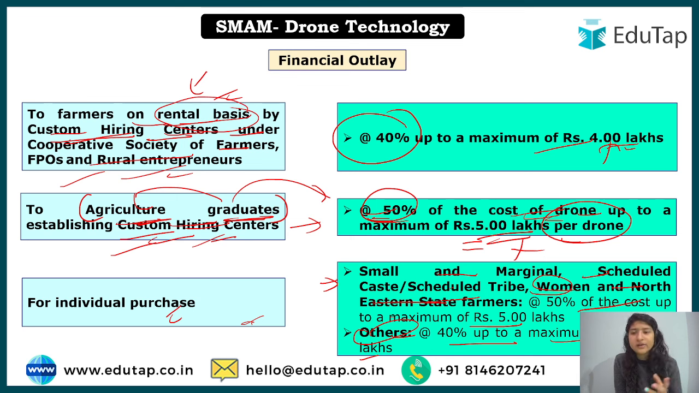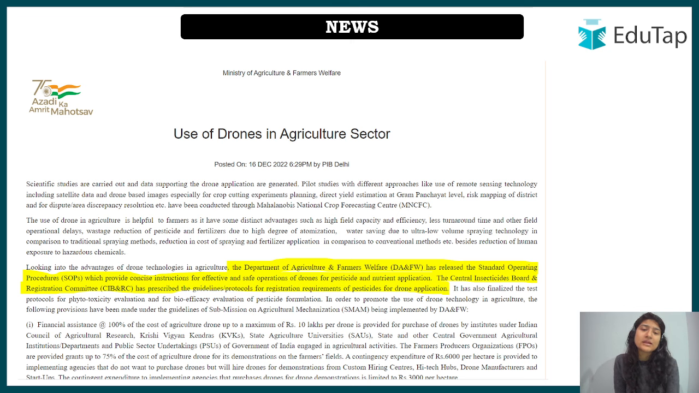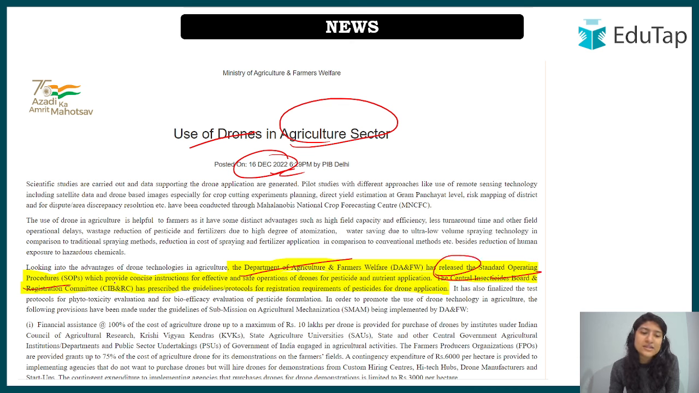Okay, and then we have understood this data. I hope everything is clear, and this is the news. The recent news was of 16 December 2022, use of drones in agriculture sector. Here we understood that the Department of Agriculture and Farmers Welfare has released the standard operating procedures, which will provide concise instructions for effective and safe operation of drones, and whatever data was in this and below this we have covered. Okay.